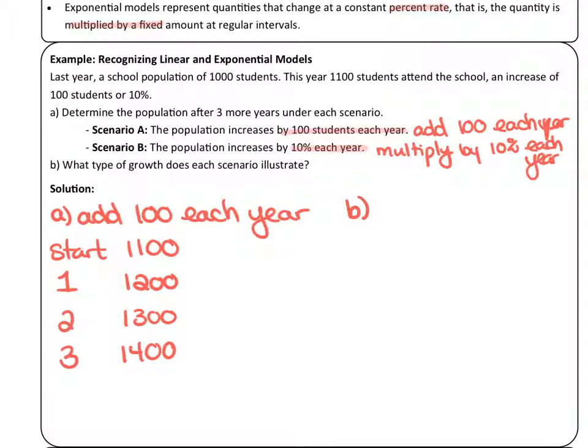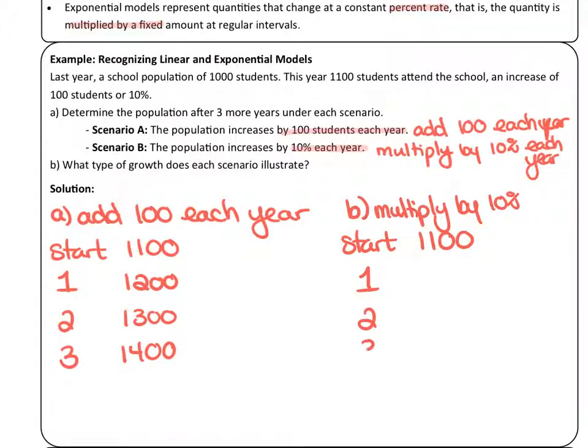B, we're going to multiply by 10% each year. So we're going to start with 1,100. Then maybe 1, 2, and 3. So each year we're going to add 10%. So we're going to multiply and add 10%. So if I do 1,100, I'm going to multiply it by 10% and then add it.